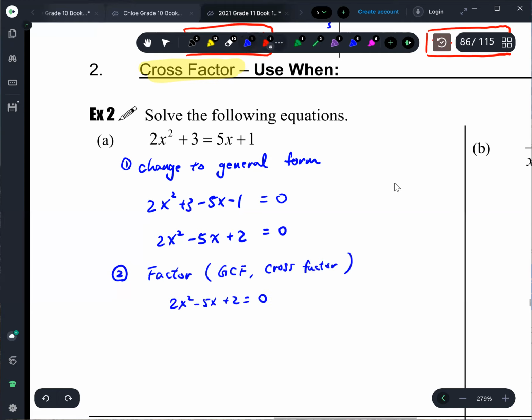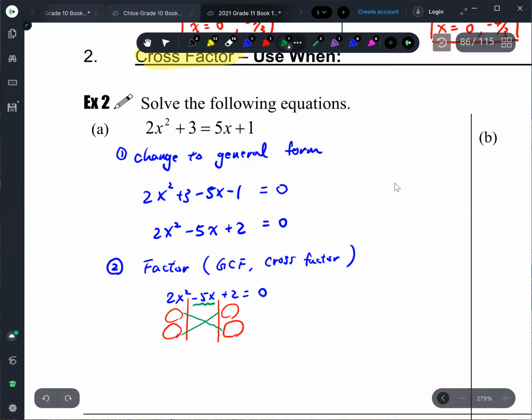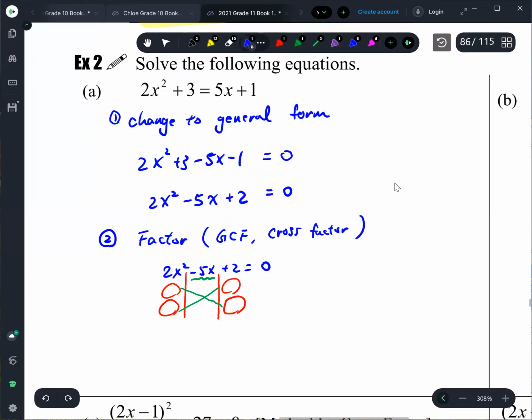You split it into 3 terms, and then find out the ones that can multiply equal to x squared. Find out the one that can multiply equal to 2. And you cross multiply, add together should give you the middle term. Okay, so I'll let you do that. Once you found the 2 factors, please raise your hand. You should end up with 2 brackets equal to 0.